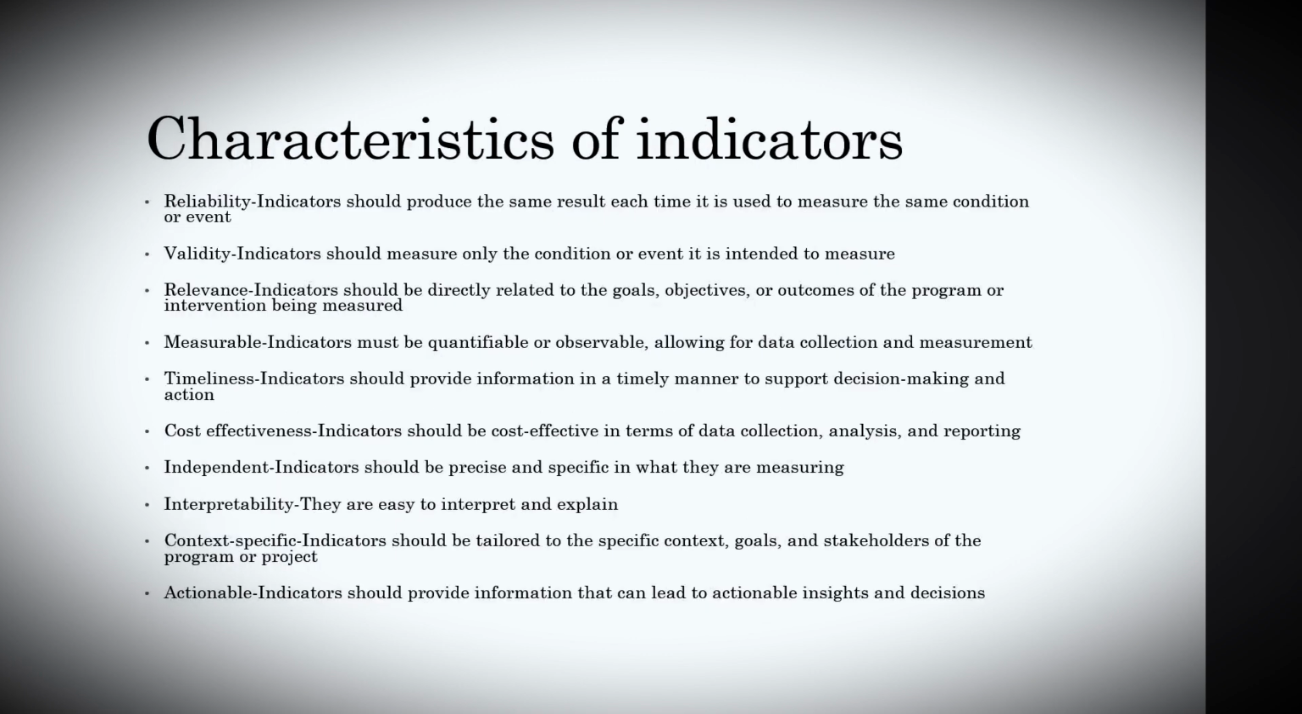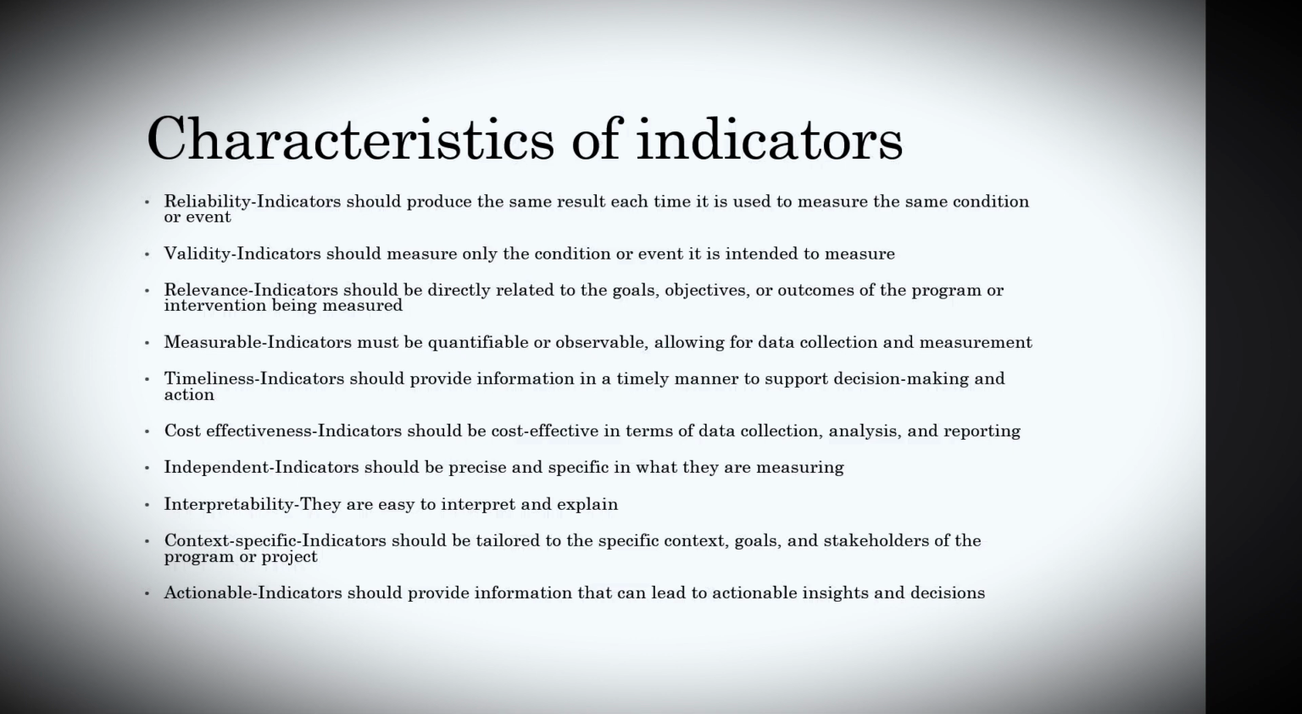Characteristics of indicators. Number 1, indicators must be reliable. Each time it is used to measure, it must produce the same result when used to measure the same condition or event.